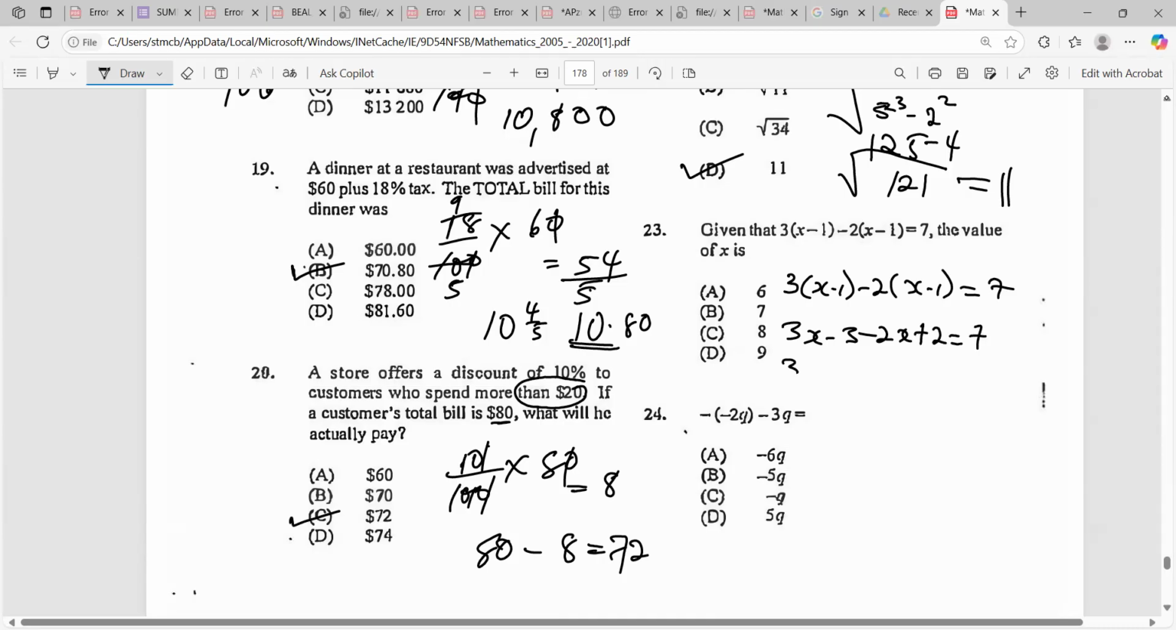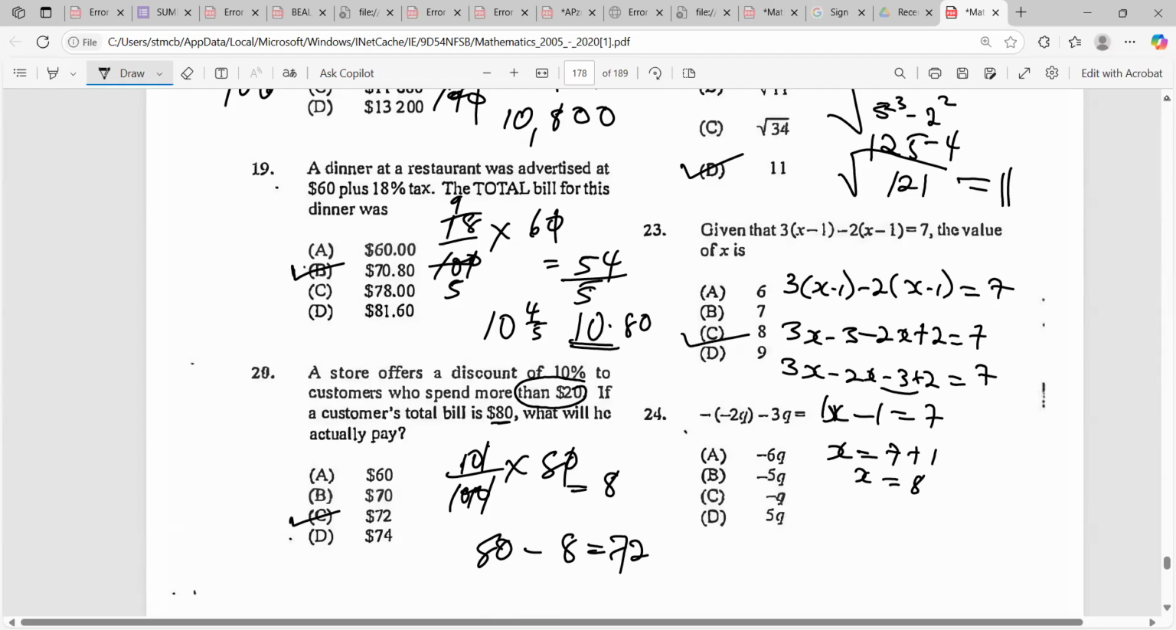We could group the like terms first. So we have 3x minus 2x minus 3 plus 2. Remember, whatever sign is in front of it, that's the one you have to keep. So this would give you 1x. Now we have minus 3 and plus 2. The minus 3 is bigger, so that's minus 1 equals 7. We do the opposite of minus 1, which is to add 1. So 7 plus 1, x is equal to 8.